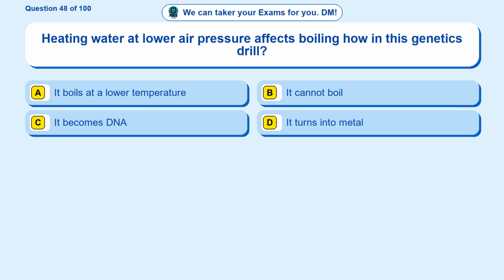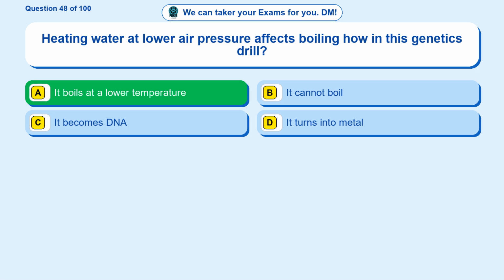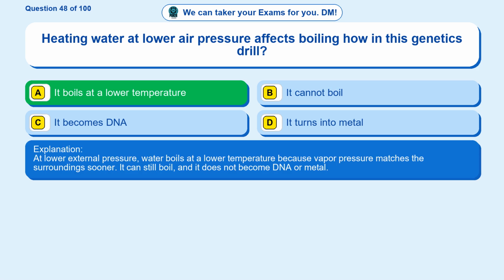Question 48. Heating water at lower air pressure affects boiling how in this genetics drill? Option A. It boils at a lower temperature. Option B. It cannot boil. Option C. It becomes DNA. Option D. It turns into metal. The correct answer is option A. It boils at a lower temperature. At lower external pressure, water boils at a lower temperature because vapor pressure matches the surroundings sooner. It can still boil, and it does not become DNA or metal.